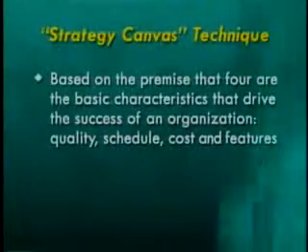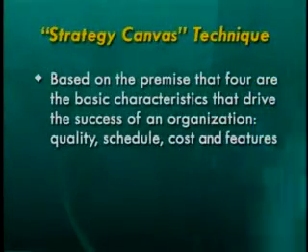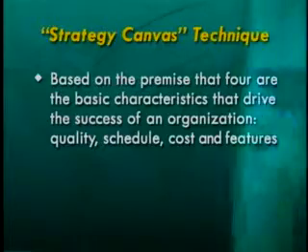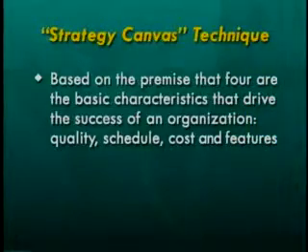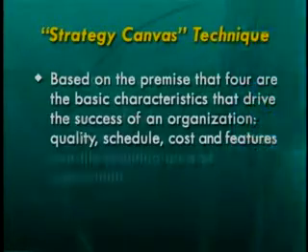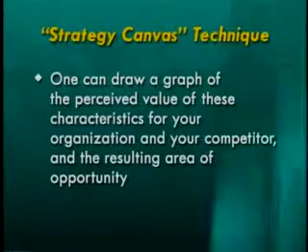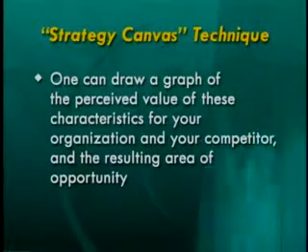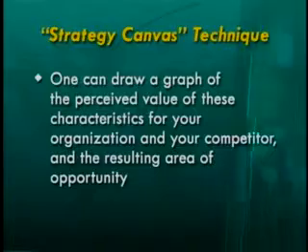One way of evaluating a company's capabilities and opportunities is to use what is called a strategy canvas. Let's say, for example, that there are 4 characteristics that drive the success of a company in your industry. One can draw a graph with these 4 generic characteristics: quality, schedule, cost, and features. On such a graph, your organization, your competitor, and the opportunity are outlined.